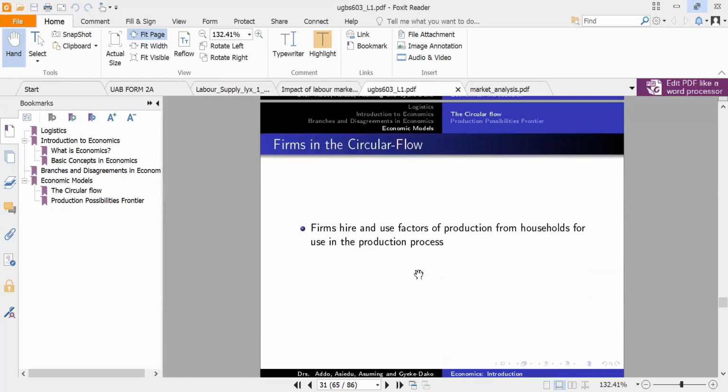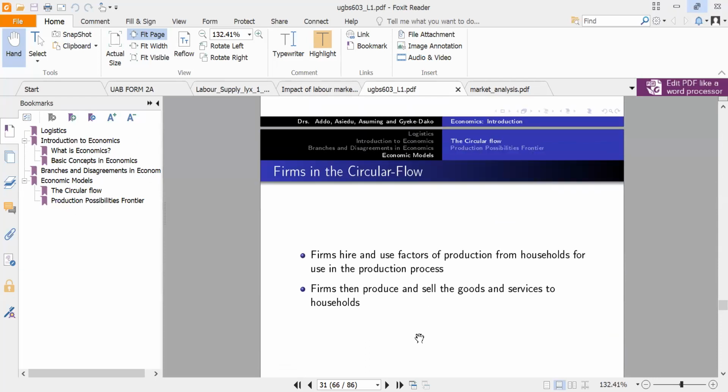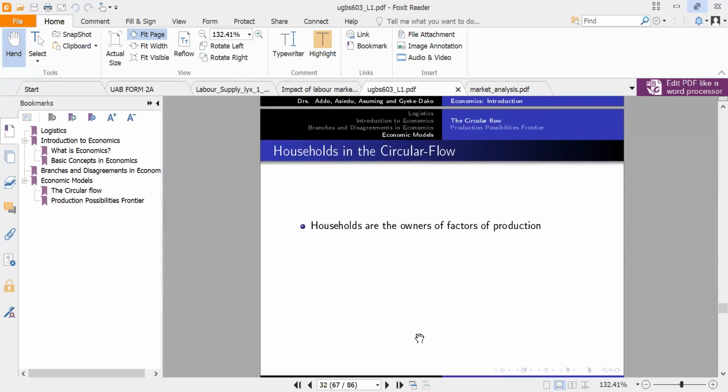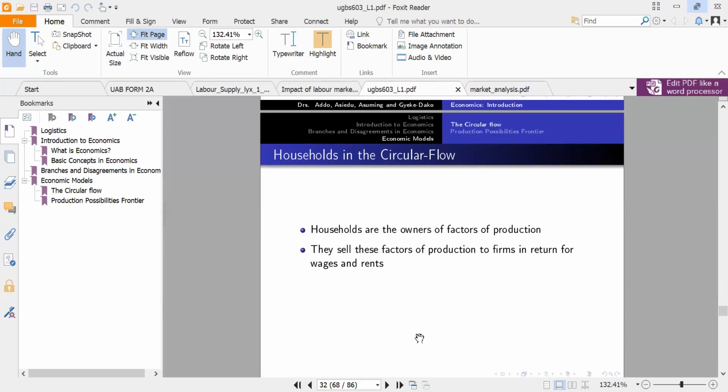Let me put it in context. Firms hire and use factors of production from households for use in the production process. Firms then produce and sell goods and services to households. They will use our time, efforts and energy to produce, but after that they will sell the goods and services back to households. And households are the owners of the factors of production. They own the labor and land. So they sell these factors of production to firms in return for wages and rent.